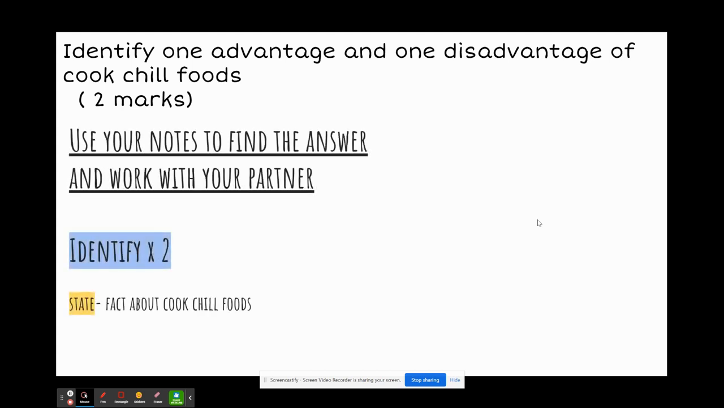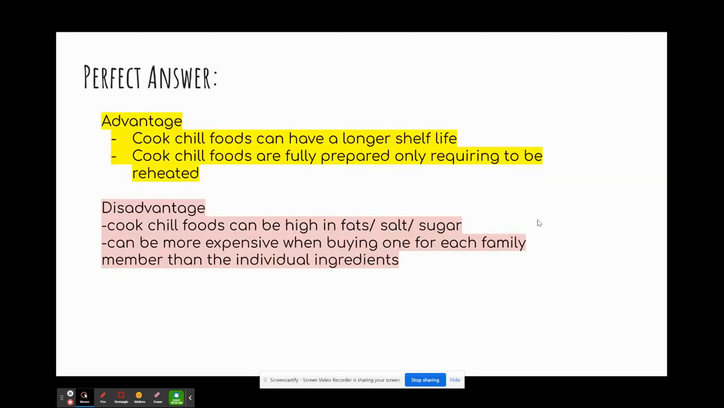Another identify question where we are stating facts about advantages and disadvantages of cooked chill foods, worth 2 marks, therefore we need to have 2 points. Here are some answers that you could have about cooked chill foods having a longer shelf life and being fully prepared, requiring only to be reheated. This would then save consumers time. And disadvantages include cooked chill foods can be higher in fat, salt, and sugar, and can be more expensive when buying for each family member rather than the individual ingredients.